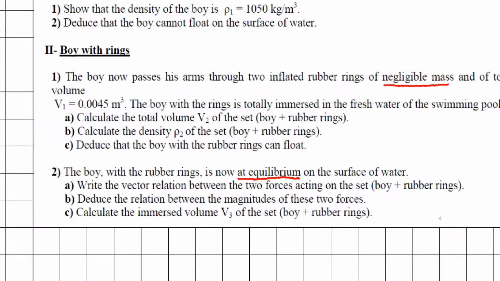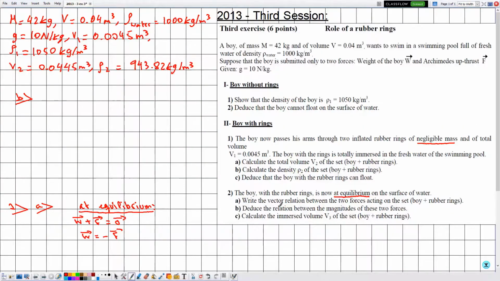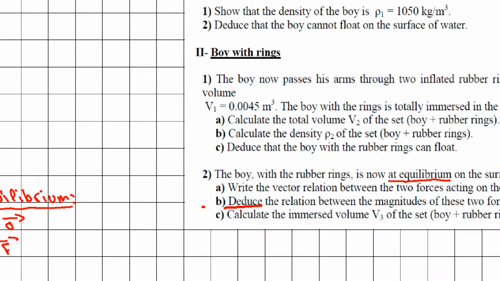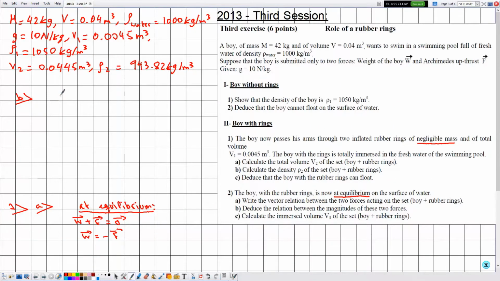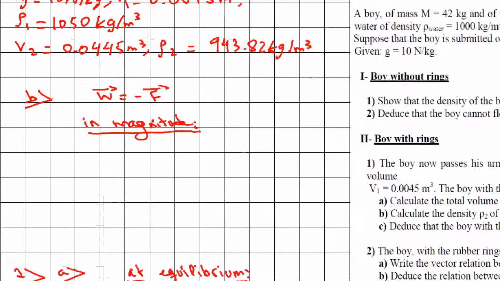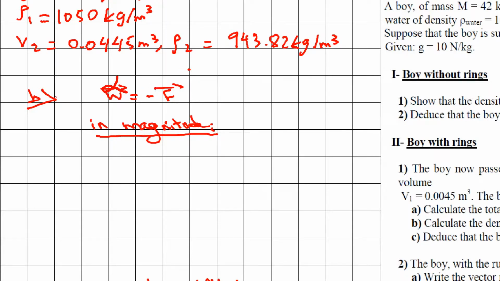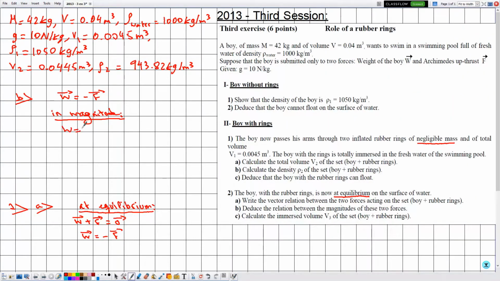Deduce the relation between the magnitude of these two forces. By deduce, it means that we need to use the previous parts in which we have determined the condition of equilibrium, which is given by W vector is equal to minus F vector. We are interested in the magnitude. So now we drop down the vectors and we remove the minus sign. Then the magnitude is given by W is equal to F. So this is the relation between the magnitudes.